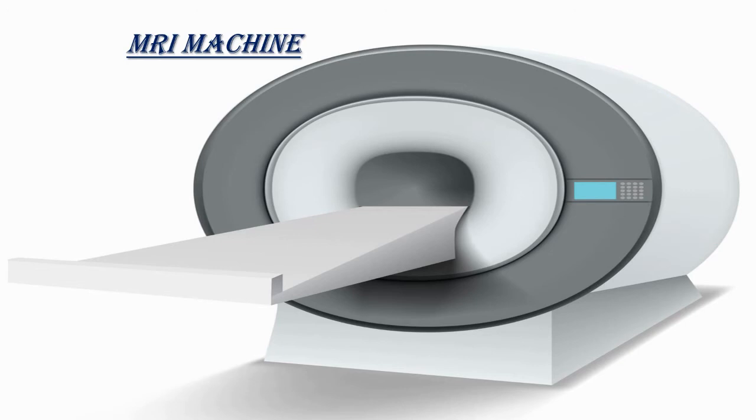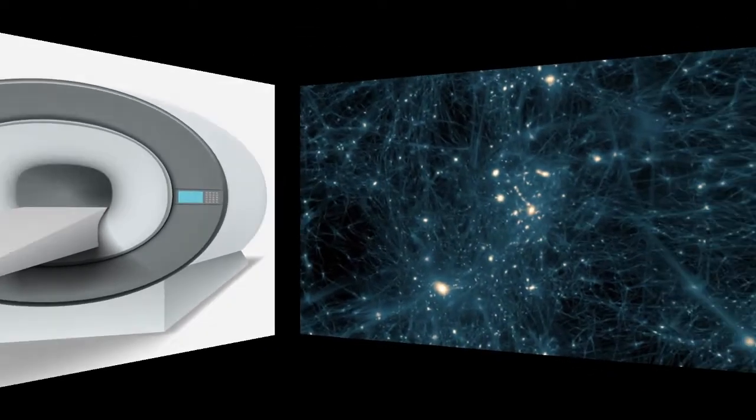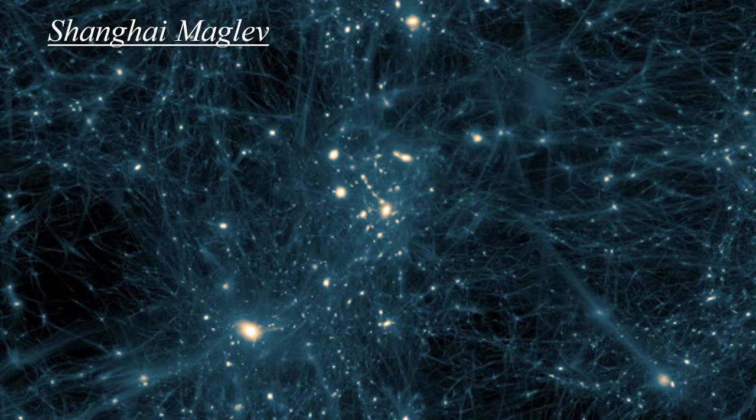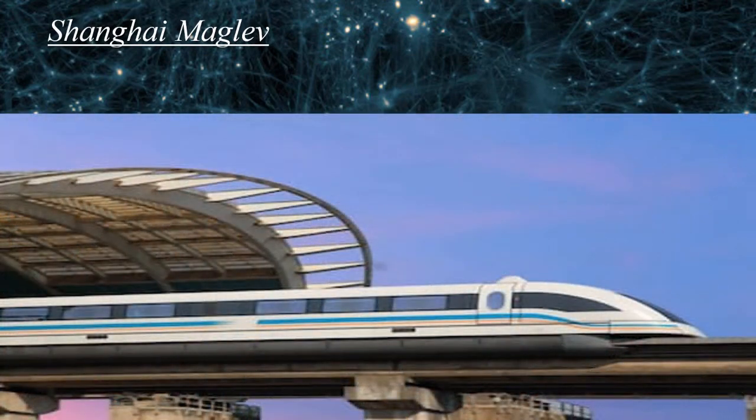MRI machine works on the principle of electromagnet. Let us see another useful and important application of electromagnet, that is Shanghai maglev. It is the world's fastest train, which works on the principle of electromagnet.